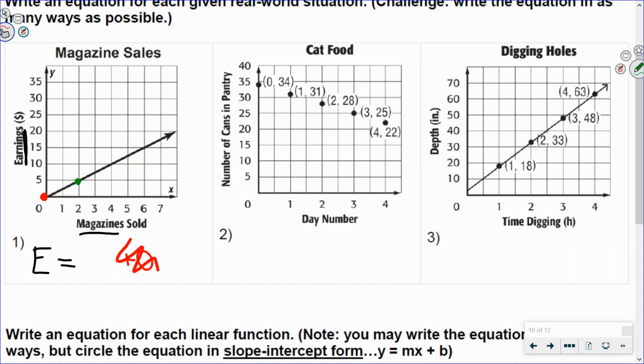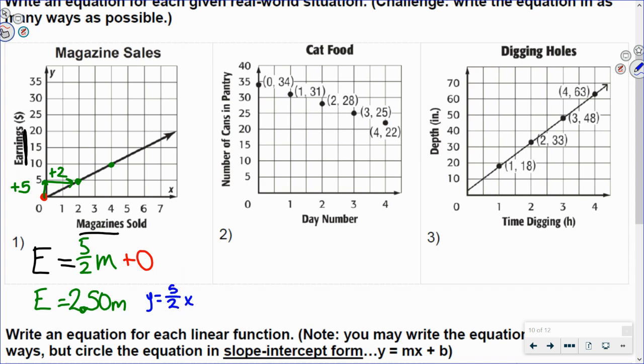Now I'm going to find some nice points, and again, don't count tick marks. That does not go up $1, that goes up $5 for every 2 magazines. Now you can write $5 for every 2 magazines. Some people will choose to write $2.50 per magazine. And of course, now, if you want to, and I'll try to do this, change it to y equals mx plus b form. Any of these are good.